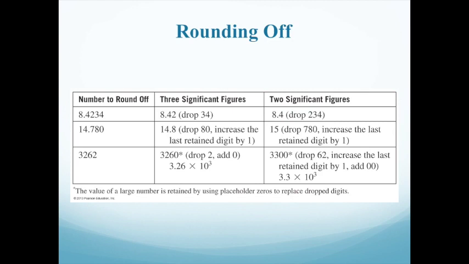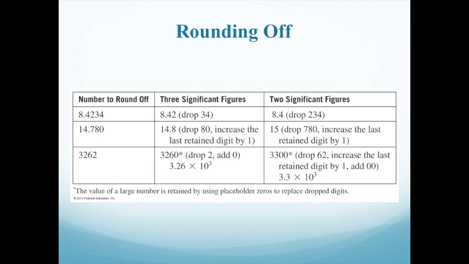So here are some rounding examples. Number 8.4234. If you need 3 significant figures, you would drop the 3 and the 4, leaving 8.42. And if you only need 2 significant figures, then it's 8.4. You drop the 2, 3, and the 4.